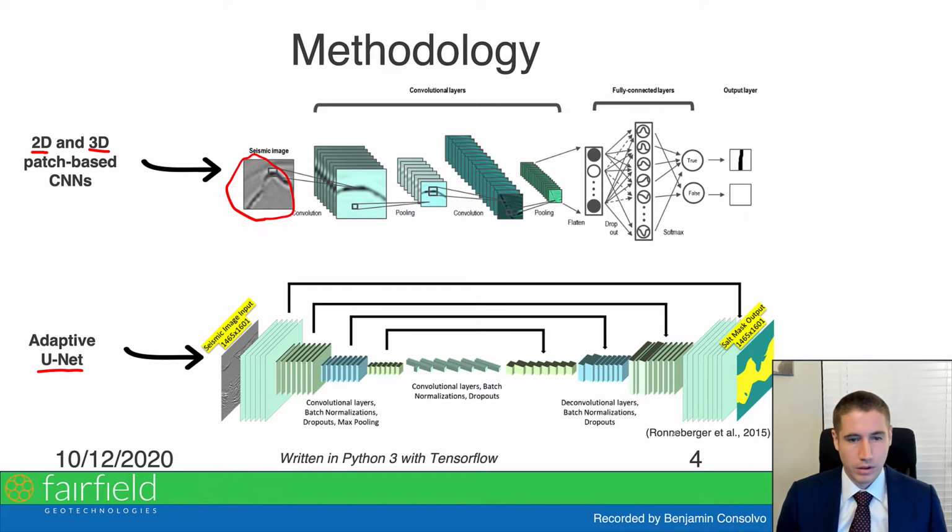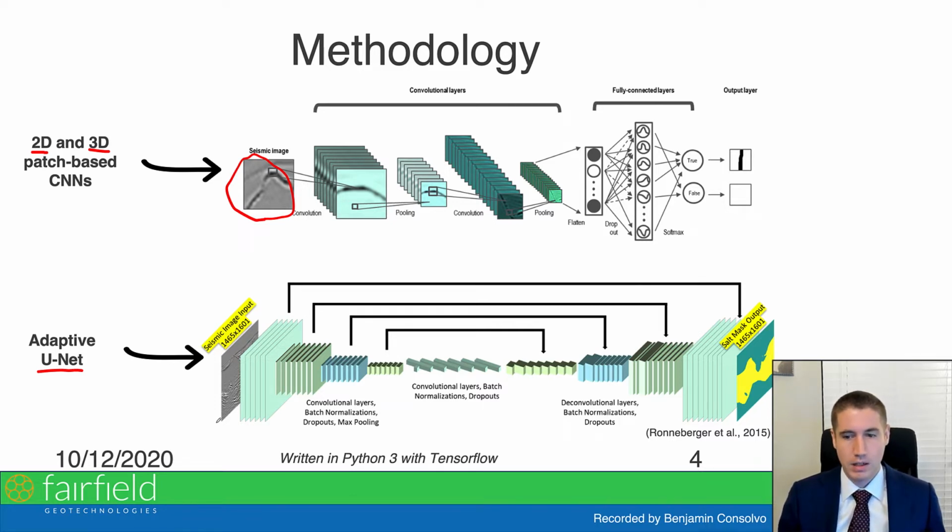After Ronneberger et al. 2015, we designed a third adaptive U-Net architecture. The adaptive term just means that our neural network can receive any size of image as input and produce that same size as output for the salt mask. Unlike the patch-based networks, the adaptive U-Net can take an entire inline image, so you can see here on the left, we're inputting an entire image rather than just the patches.